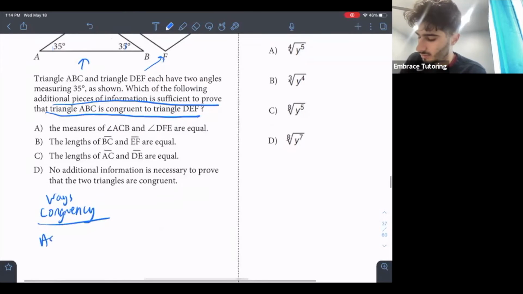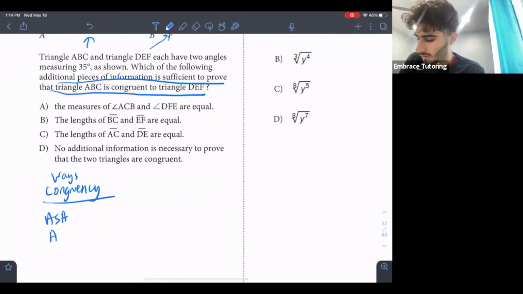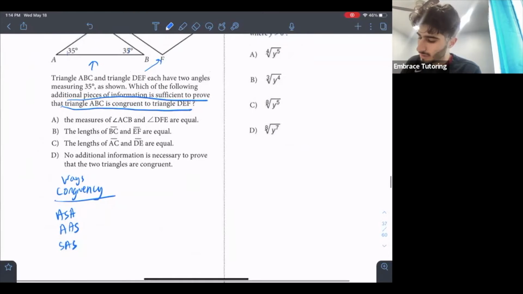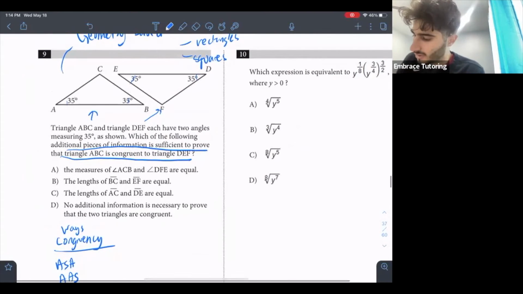You can have angle, side, angle, angle, angle, side, or side, angle, side. Since they give you two angles, an angle here, an angle here, it'd be angle, angle, and there has to be a side here or a side here. Choice A, the measures of angle ACB and DFE are equal.